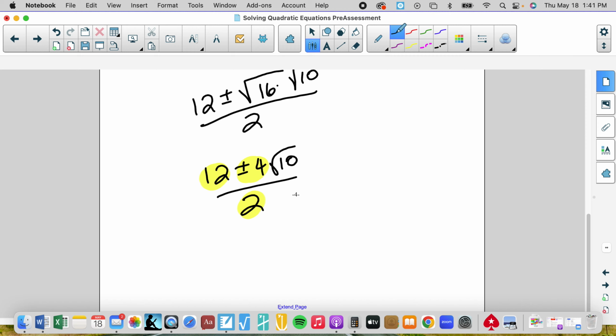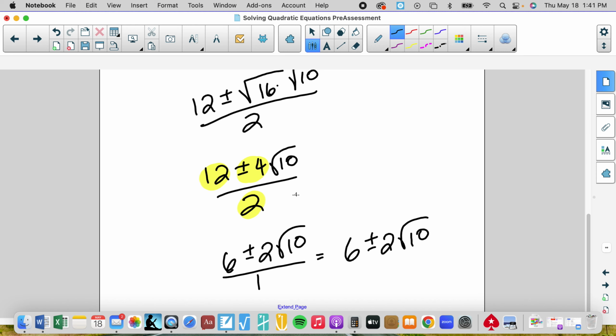2 does. 2 goes into 12 6 times. 2 goes into 4 2 times. And 2 goes into 2 1 time. Now this would be a mistake also. We can't leave a fraction over 1. We know that anything over 1 simplifies to that number. So this is our solution. 6 plus or minus 2 rad 10.